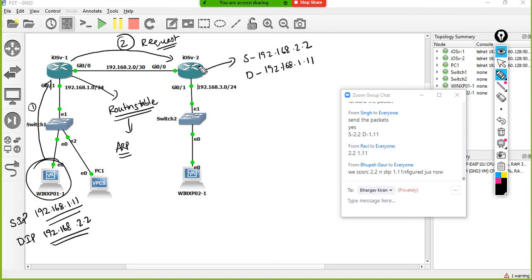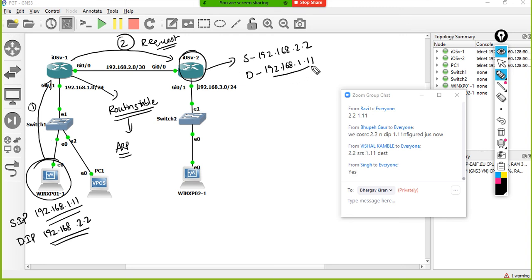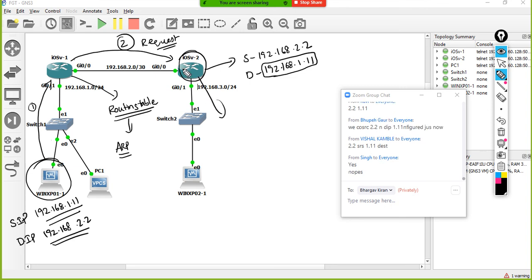Everybody. Now, does router 2 know about 192.168.1.11? Check it again, madam. Does it have it in its routing table? Say it, sir. No, Madam Singh. No. Then what will it do now? It's going to drop.